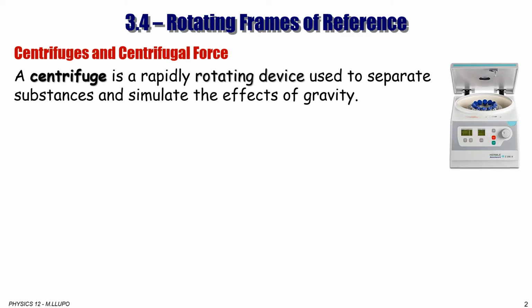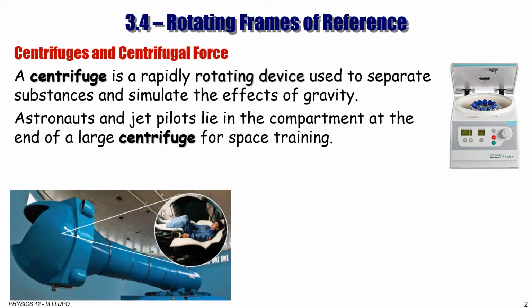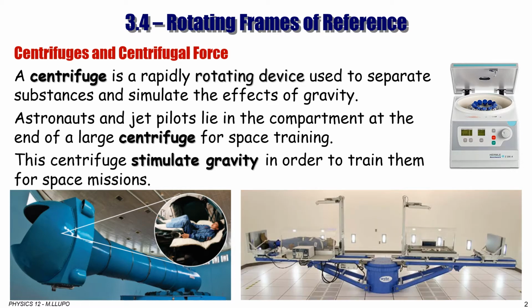One application of circular motion is centrifuges. A centrifuge is a rapidly rotating device used to separate substances and simulate the effect of gravity. We have seen this device in medical laboratories when they do a blood test. Another application is a centrifuge for space training. Astronauts and jet pilots lie in a compartment at the end of a large centrifuge for space training. This centrifuge simulates gravity in order to train them for a space mission.